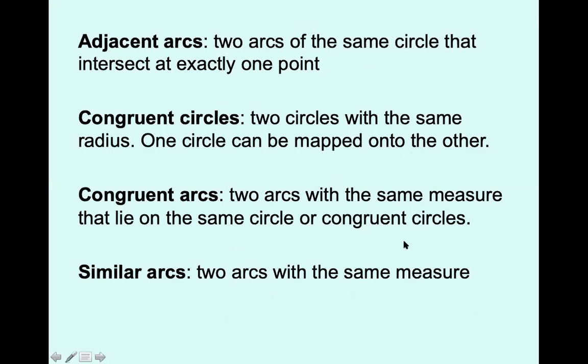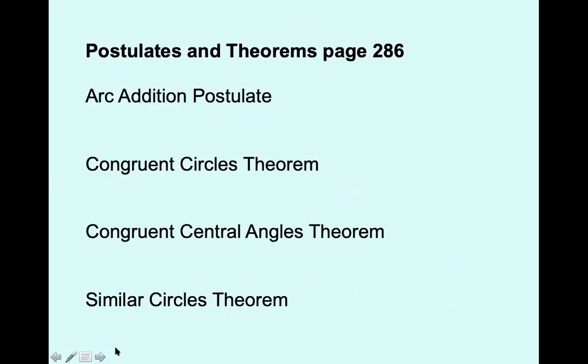Adjacent arcs are two arcs of the same circle that intersect at exactly one point. Two circles are congruent if they have the same radius, and one circle can be mapped onto another. Congruent arcs are two arcs with the same measure that lie in the same circle or in congruent circles. Hopefully you wrote all those down already in your journal. If you look on page 286 in your journal, you should see all these different theorems. Arc addition just says you can add two arc measures together.